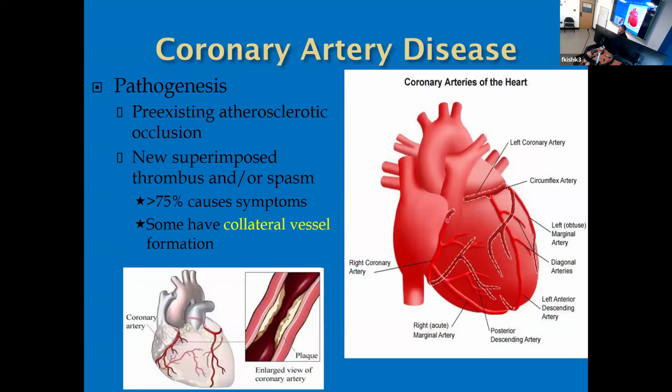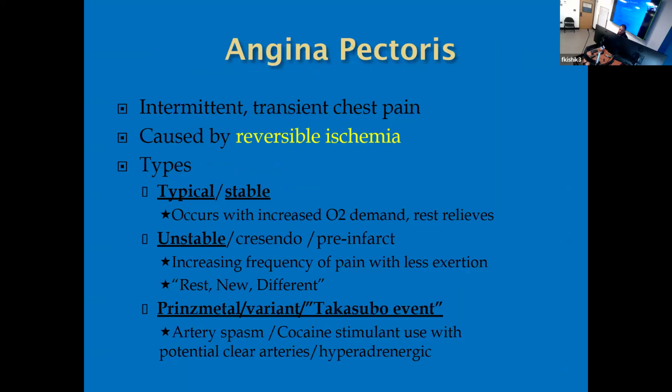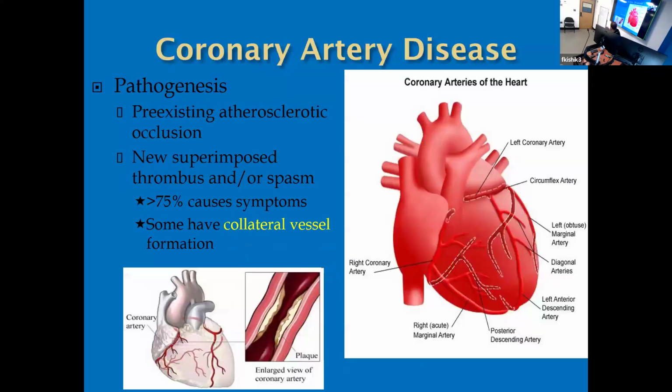Coronary artery disease. Okay, we did this already. Angina is intermittent chest pain caused by reversible ischemia. We explained this already. Typical and stable angina gets better with rest after oxygen demand decreases. Unstable is not going to improve with rest. It's new, different. Then there's Prinzmetal angina, which is coronary artery vasospasm. You have the vessels there, they're good, but they're actually spasming.